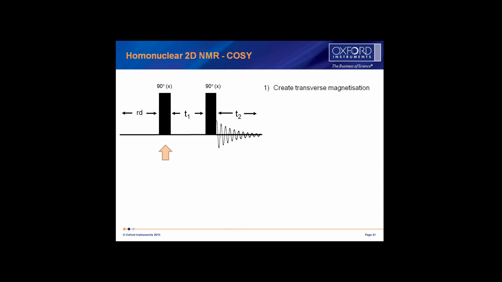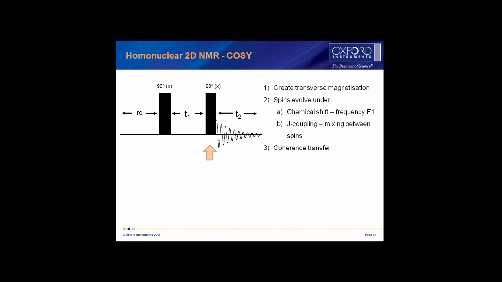What that does is to generate transverse magnetization, and this is what we're going to work with through the experiment to give our final signals. The T1 period is our indirect time period, the thing that will be incremented from experiment to experiment. During this time, the spins evolve under their chemical shift, which gives them their frequency labeling, and their J coupling, or scalar coupling, which causes the mixing between the spins.